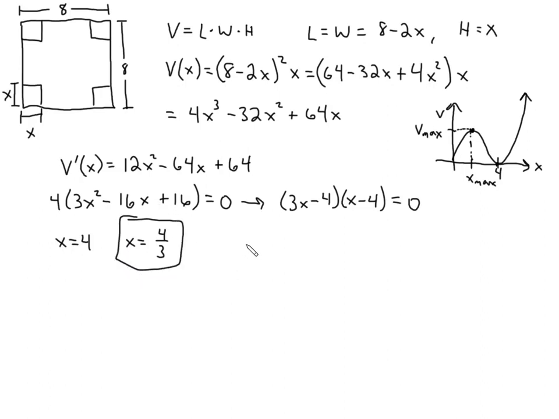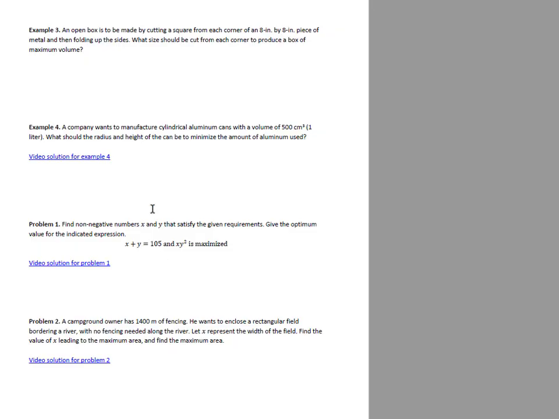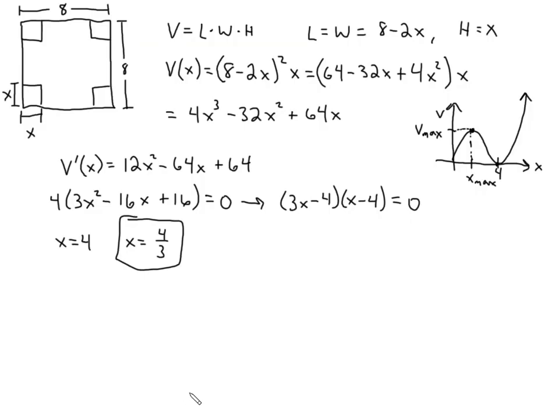Okay. The question asks, what does it ask for? What should be cut from each corner to produce a box of maximum volume. So we've answered the question now. How much needs to be cut out? 4/3 of an inch. So that's about 1.33, something like that. So about 1.33 inches should be cut out, or 4/3 of an inch to be exact. So there we go.